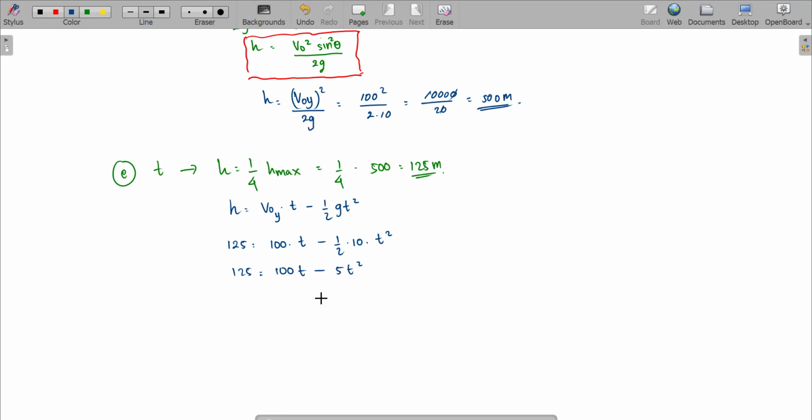Okay, so in bahasa this is pemfaktoran. You change this position first, become one line. So this will be 5t squared minus 100t plus 125 equals 0. Okay, let's divide all of those by 5. So this will be t squared minus 20t plus 25 equals 0. How much is it?